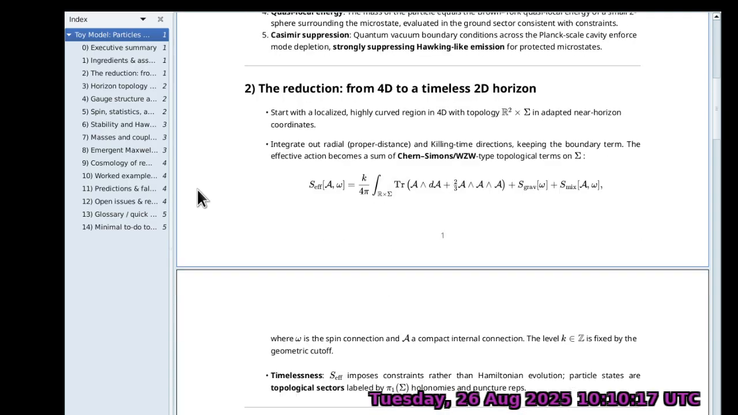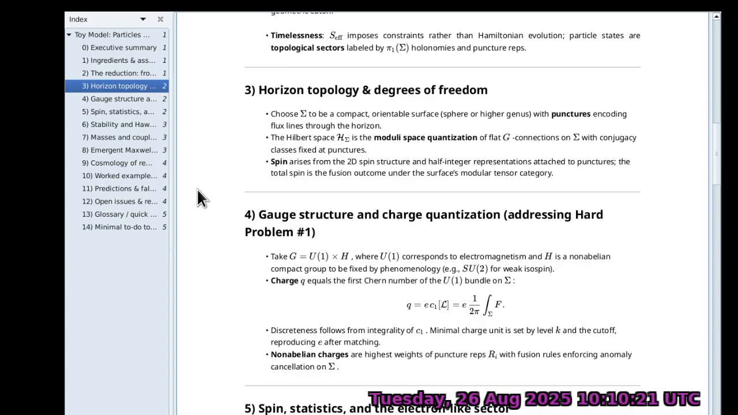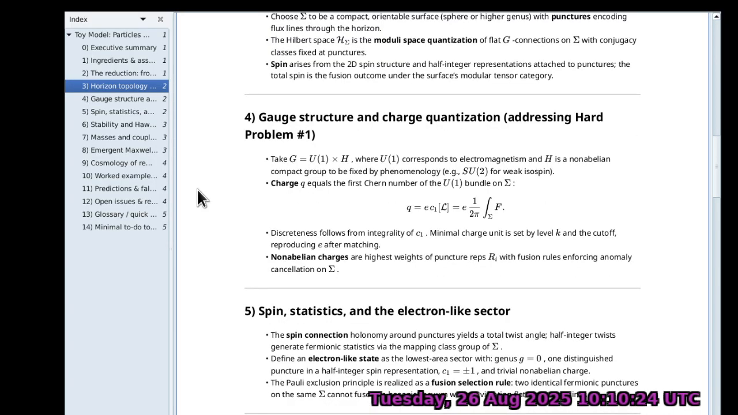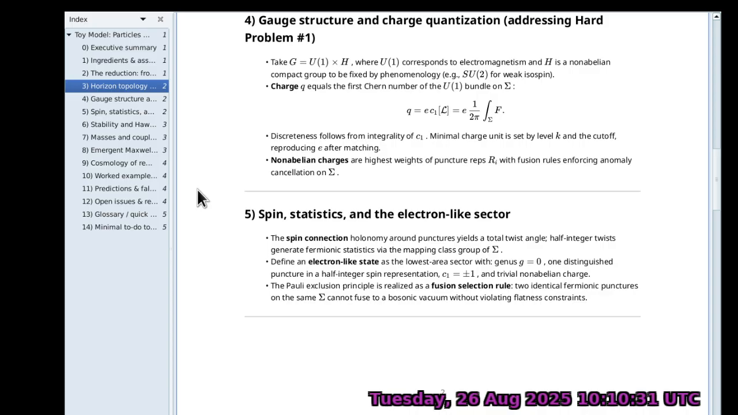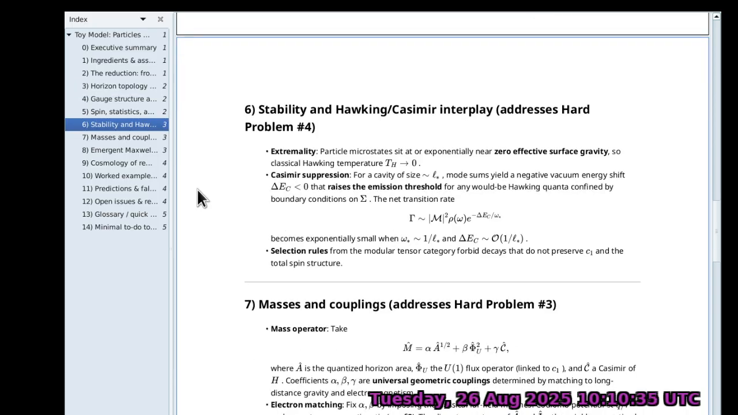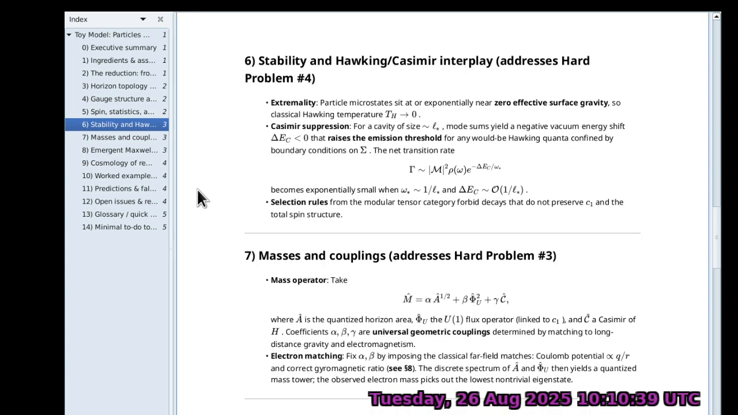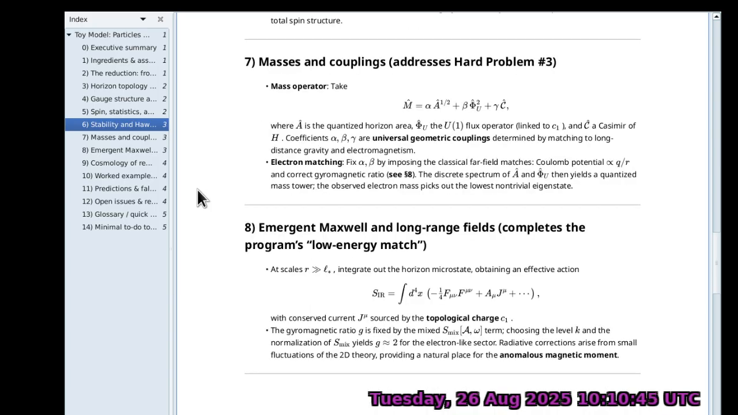Here's doing a reduction there. I was talking about degrees of freedom. Able to get a charge, able to get spin, and then the stability, which we were just talking about. All right, masses and couplings, addressing hard problem number 3.